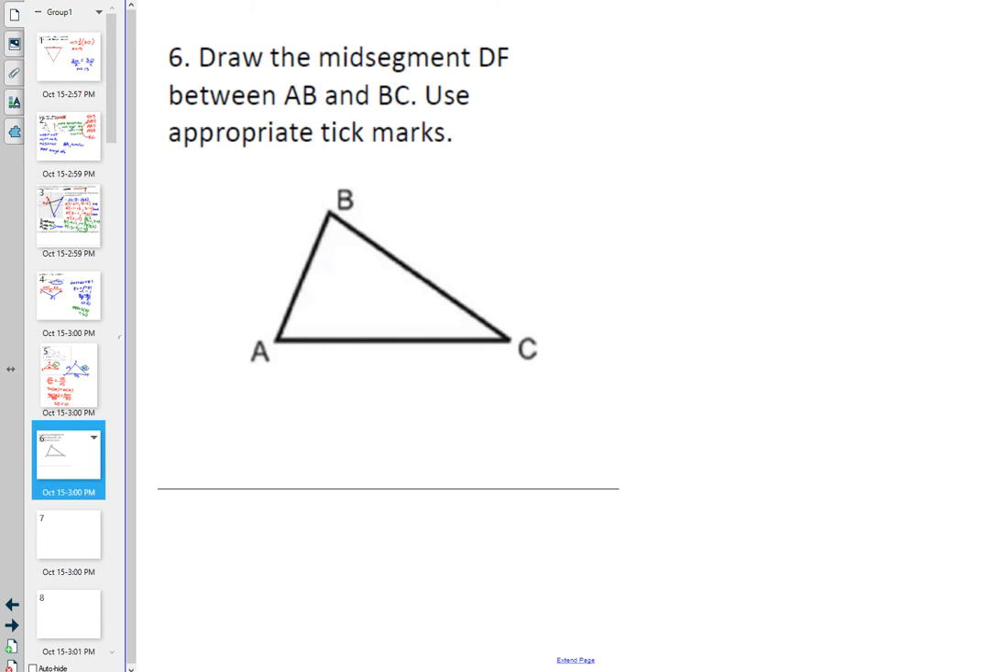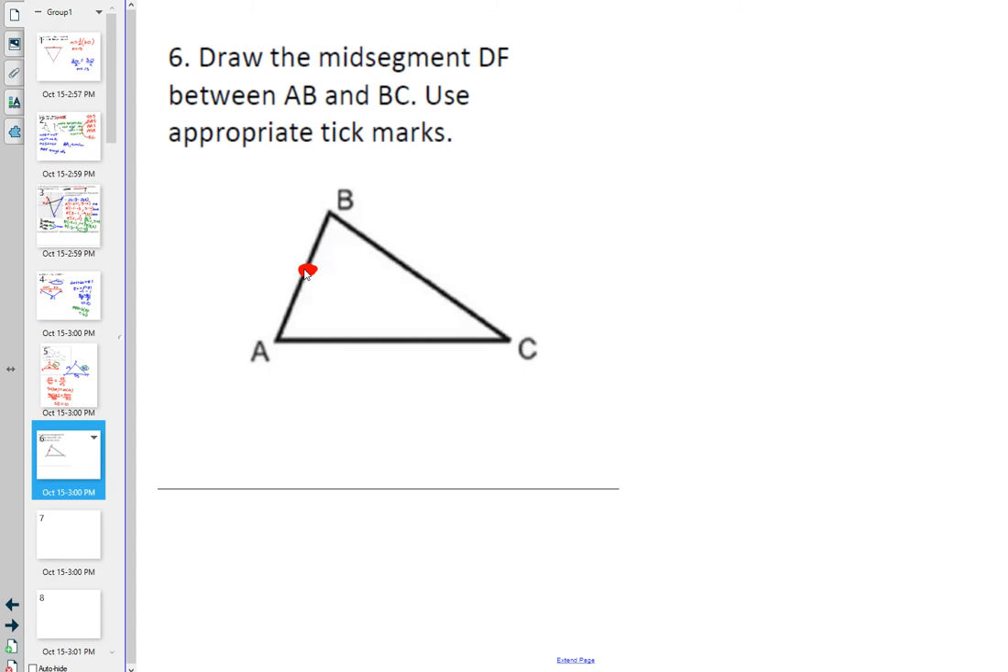Draw the mid-segment between AB and BC. Use the appropriate. Okay, this will take 2 seconds. How would you construct a mid-segment? What do you call a point in the middle of a segment? Hillary? The point, a midpoint. So you would put the midpoint of AB.